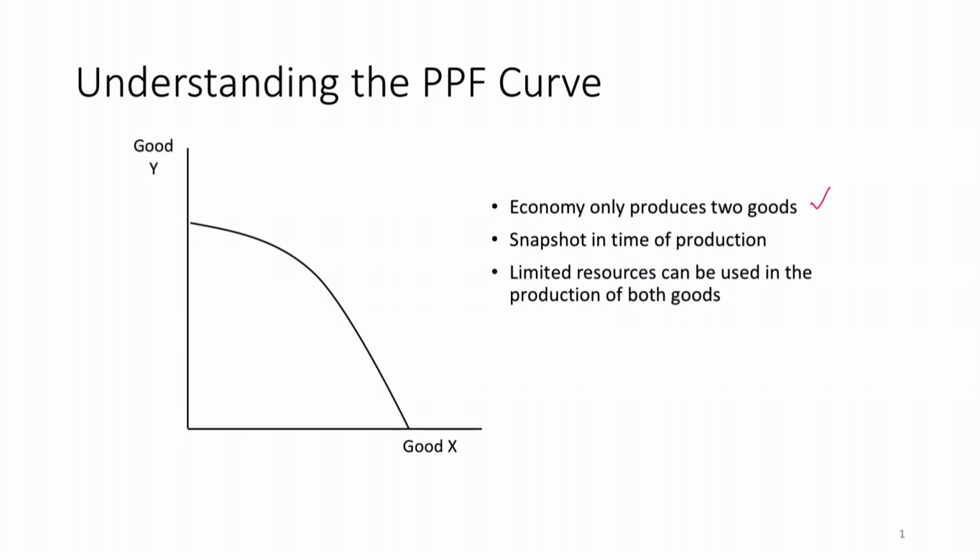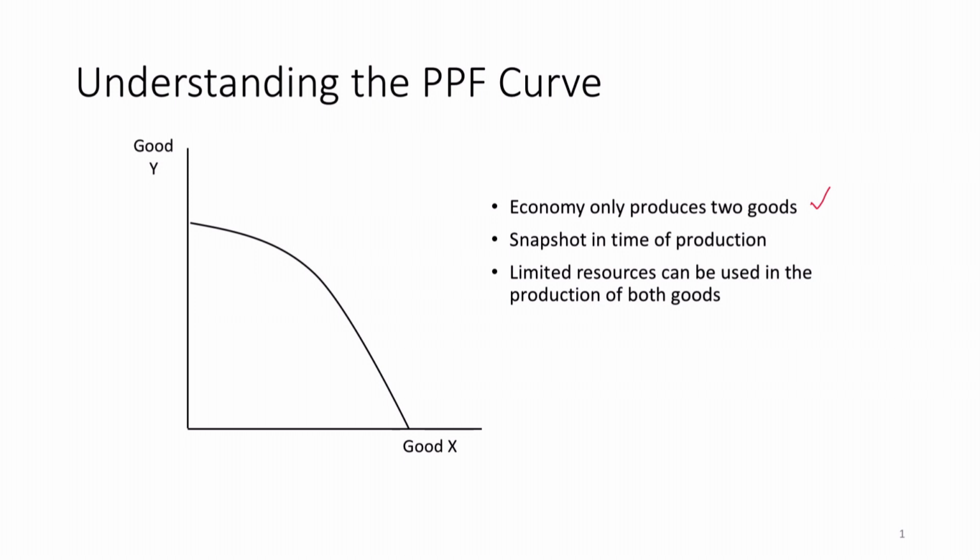Now, an important point here is that, as you can see, the PPF curve is bowed out. What this is telling us is that, in fact, yes, limited resources can be used in the production of both goods, but some of those resources are going to be a little bit better at producing good X, and some resources are going to be a little bit better at producing good Y. Hence why the PPF curve is bowed out.